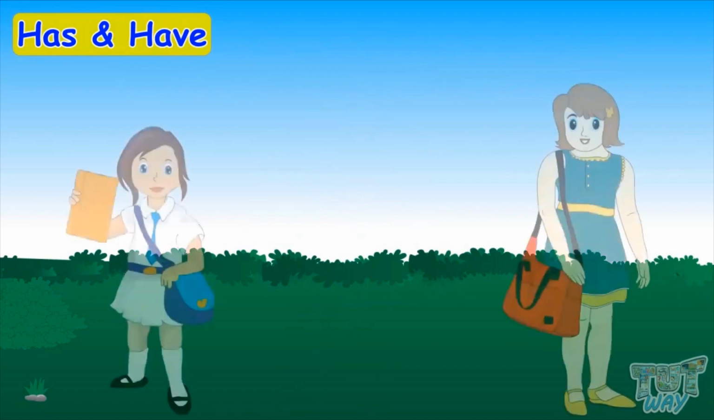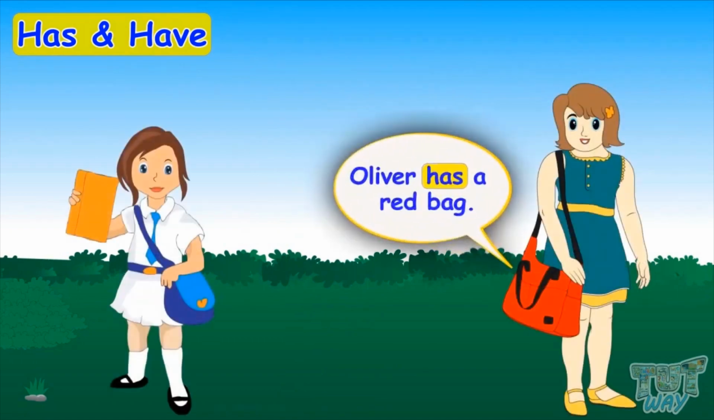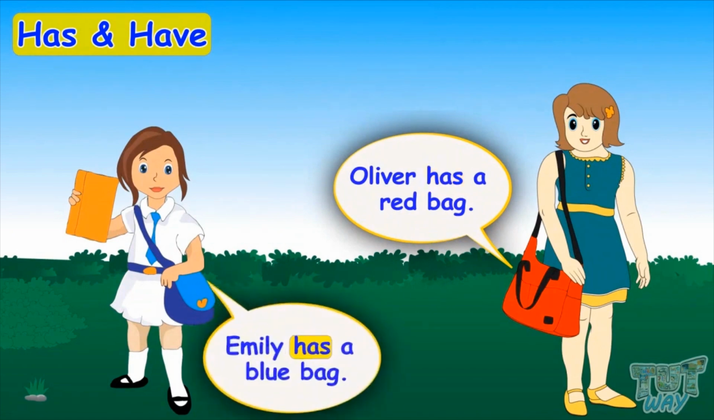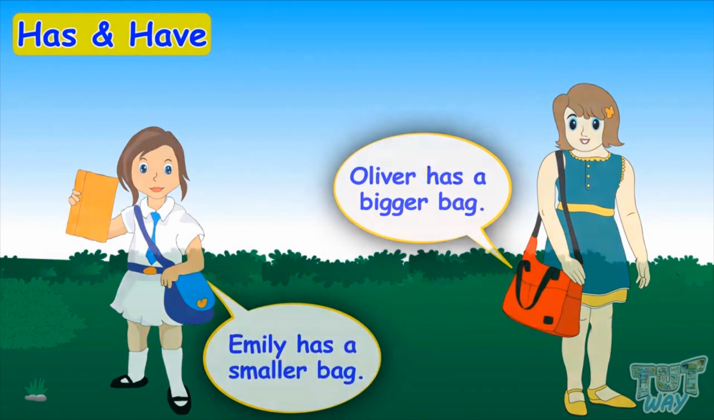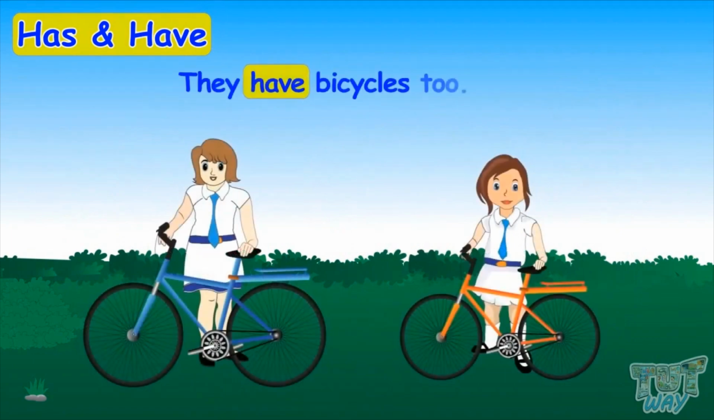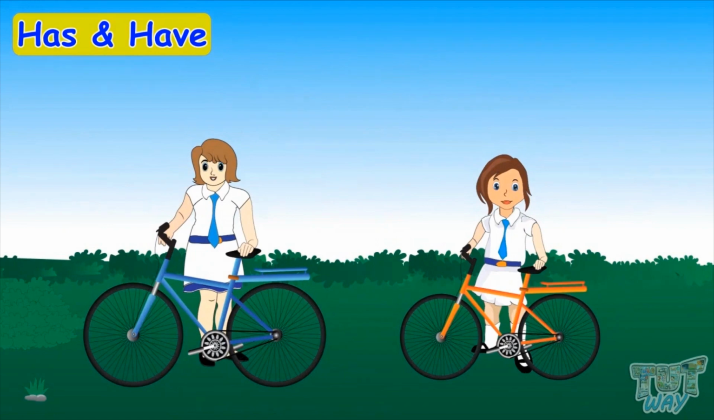Oliver has a red bag. Emily has a blue bag. Oliver has a bigger bag. Emily has a smaller bag. They have bicycles too. They are going to school together. So kids, has and have are used to tell what Emily and Oliver have or do not have.